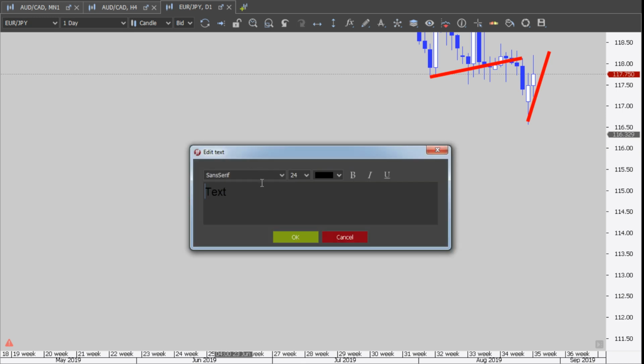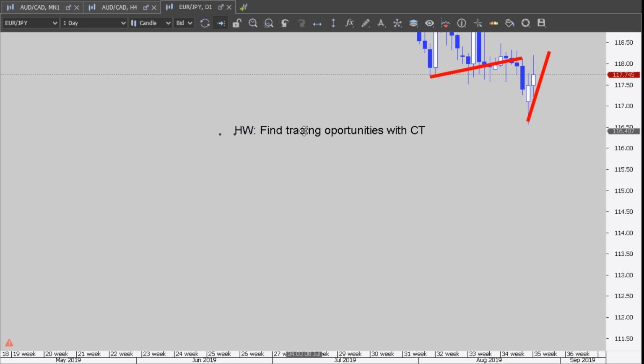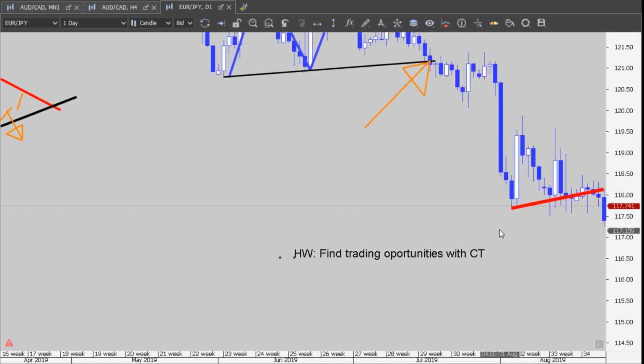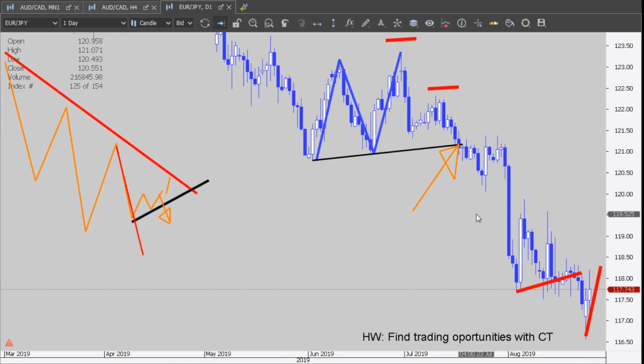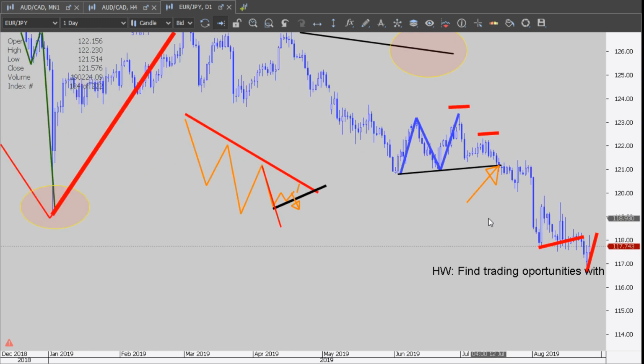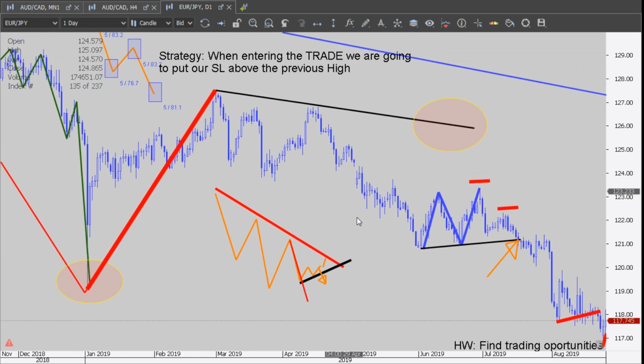Homework, everybody, until tomorrow. Find trading opportunities with counter trend lines. Your homework, everybody, until tomorrow is to find trading opportunities with the counter trend lines. Could be any time frame, could be any currency pair, no problem.